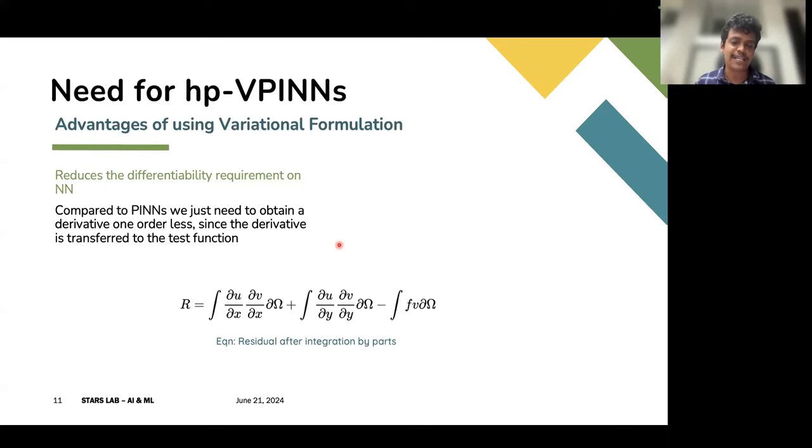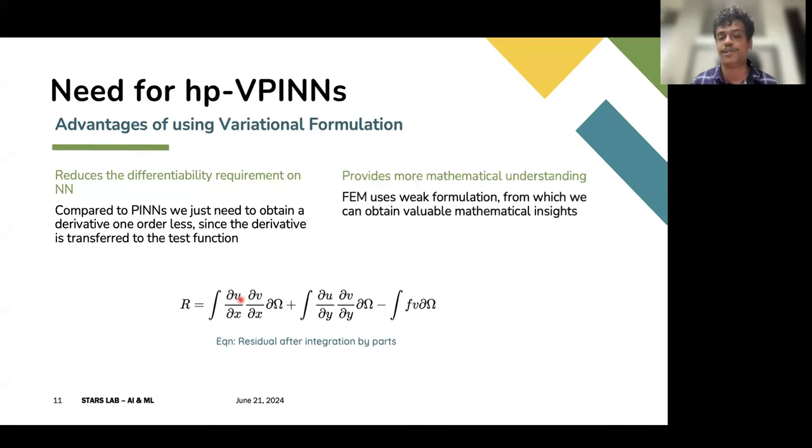When you do integration by parts, you can transfer one of the derivatives from your actual solution to your test function. Since your test function is known, these derivatives can be pre-calculated and don't have to be calculated again and again. What it does to our variational form is it reduces the differentiability requirement of our network, which means instead of having to do two propagations to calculate the second derivative of the solution, you just need the single derivative of the solution.